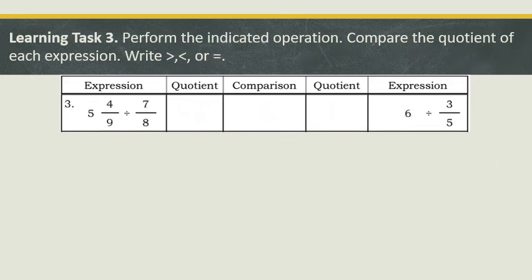Then, number 3, 5 and 4/9. So, yan ay 5 times 9 is 45 plus 4 is 49. So, 49/9. Then, yung division, gagawing multiplication. Then, yung 7/8 ay magiging 8/7.